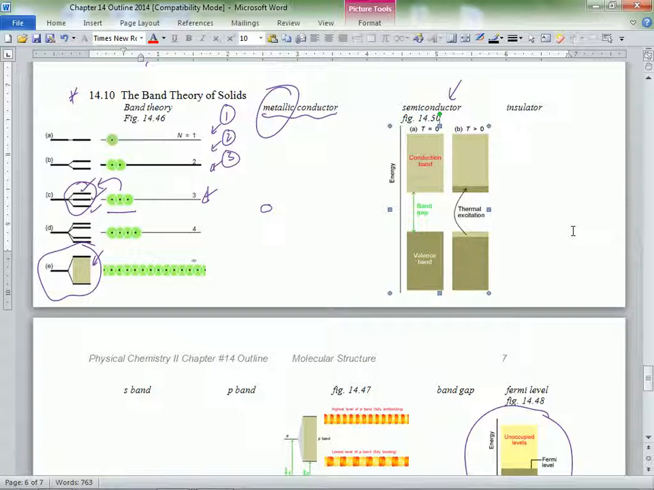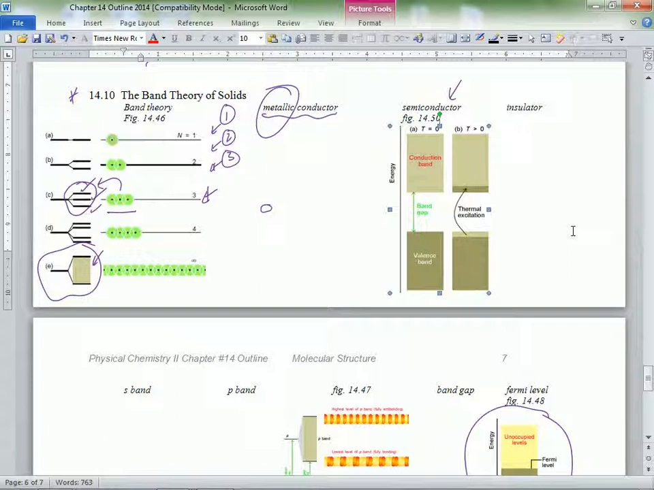When you're talking about semiconductors, your lower band is pretty much filled up. So if it's filled up, there are no molecular orbitals readily available to conduct electricity. Okay. So they've got to jump the band gap. Well, that takes energy.